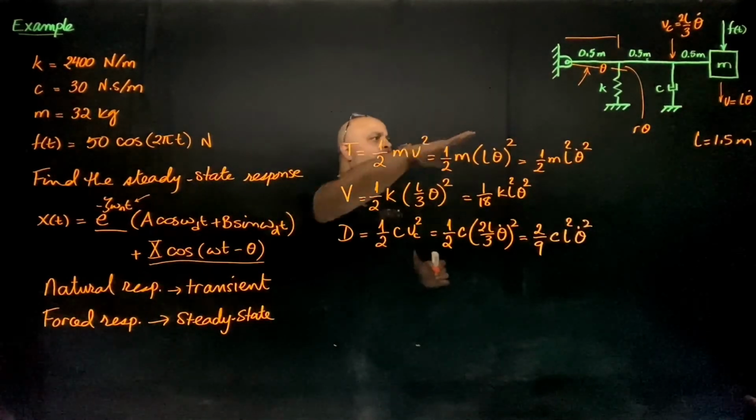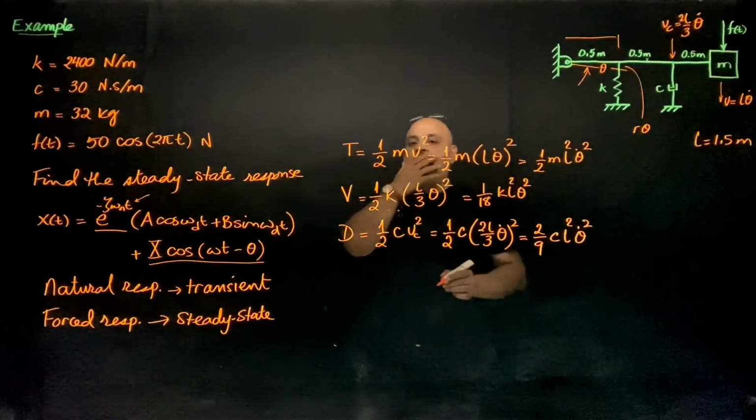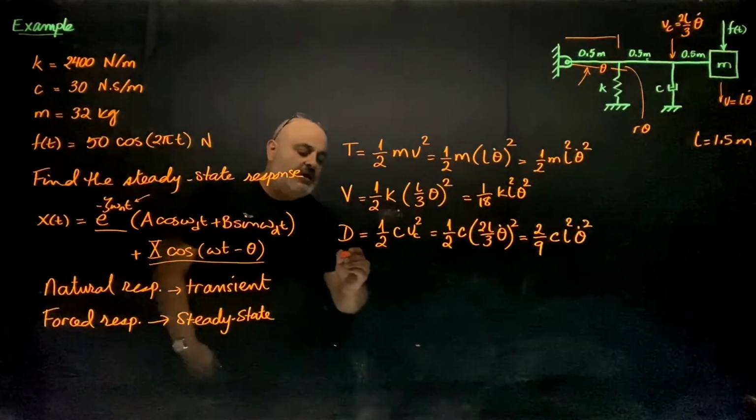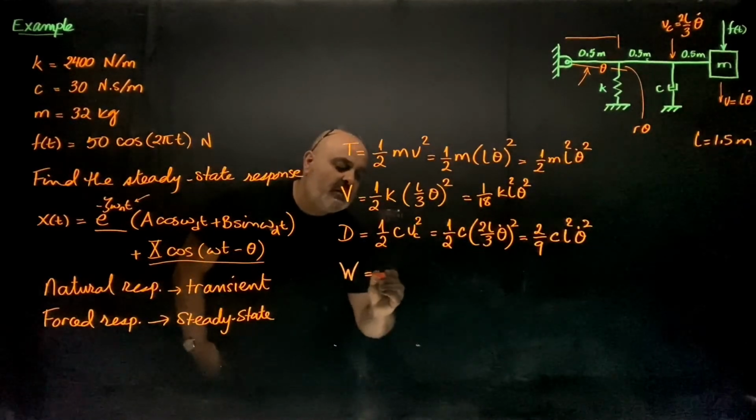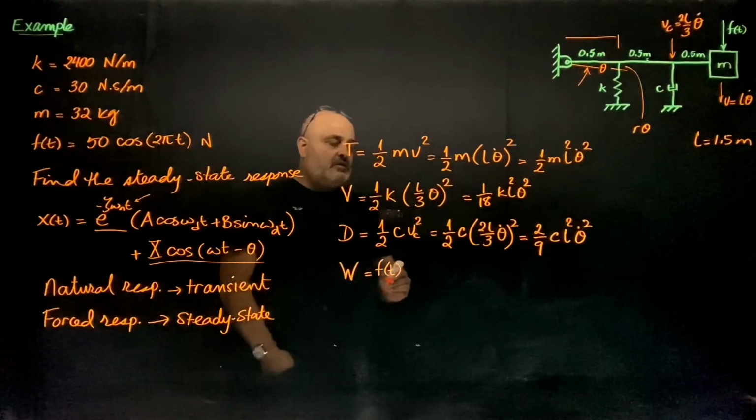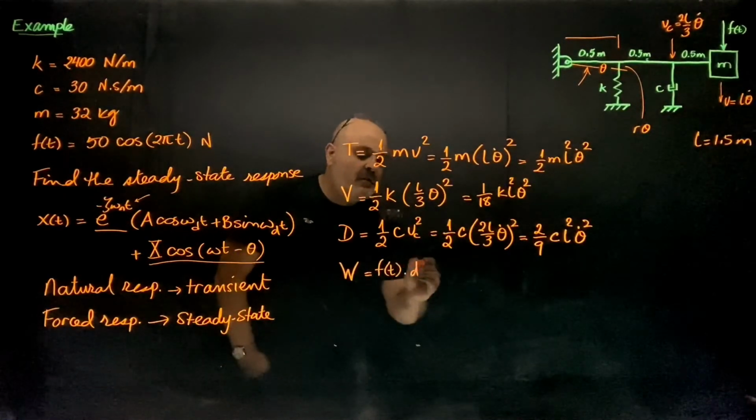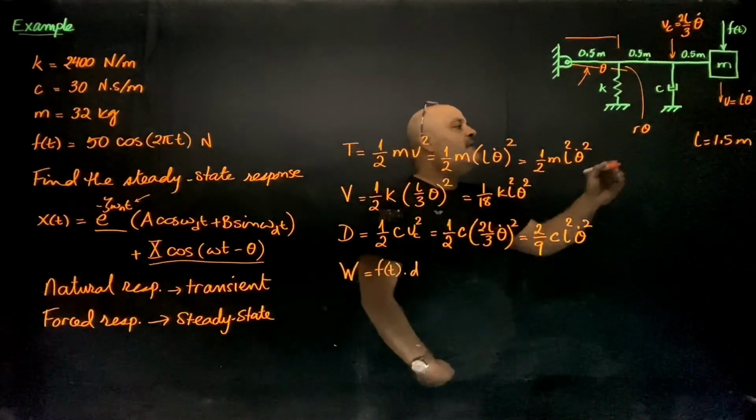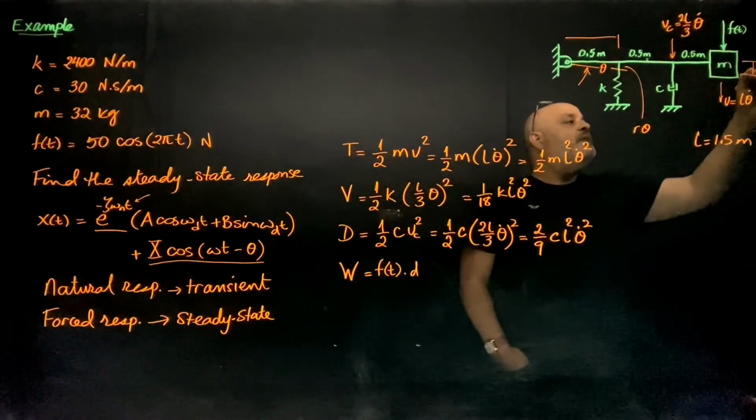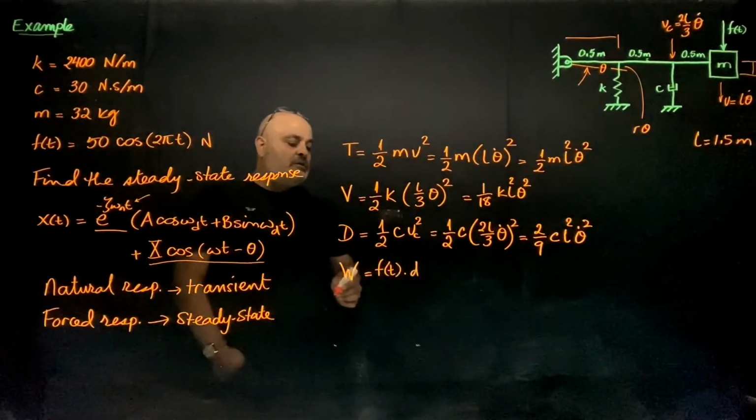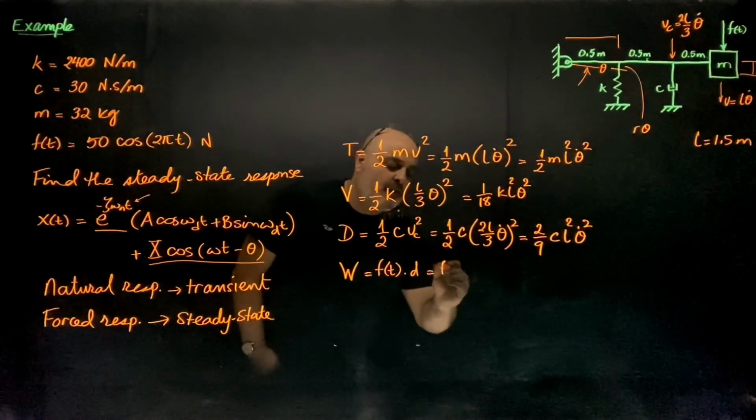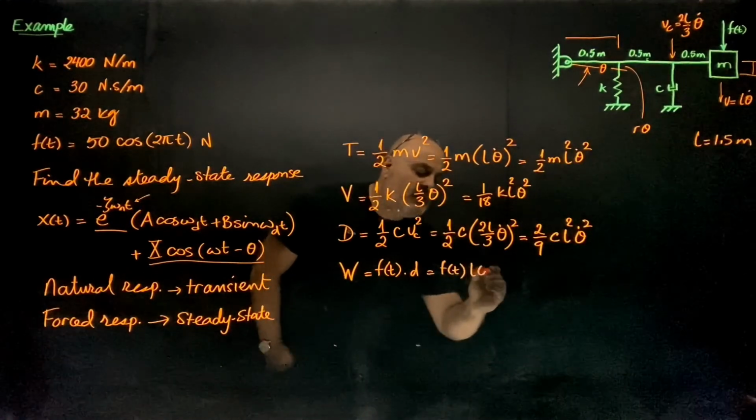Now, here we have force applied to the system, so I will also have to include the work done by this force, and the work is the force F of t times the distance of the force. The force moves down, the length of the arc is L times theta. So this will be F of t times L times theta.